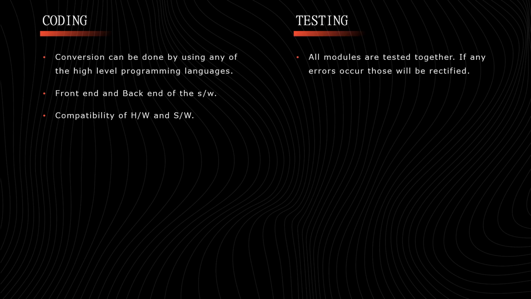Testing. In this phase, all modules are tested together to ensure that the overall system works in a perfect way or not. Once the coding has been done, then the programmer has to test each and every module. If any errors occur in any module, then they have to be rectified.